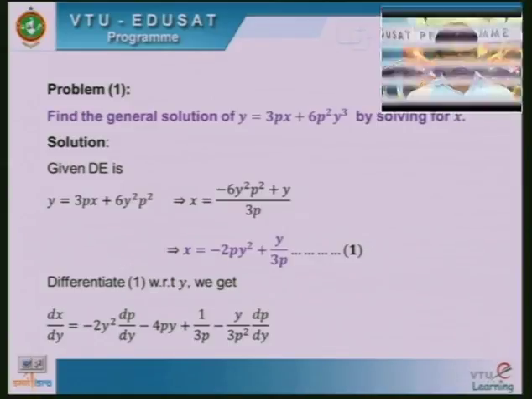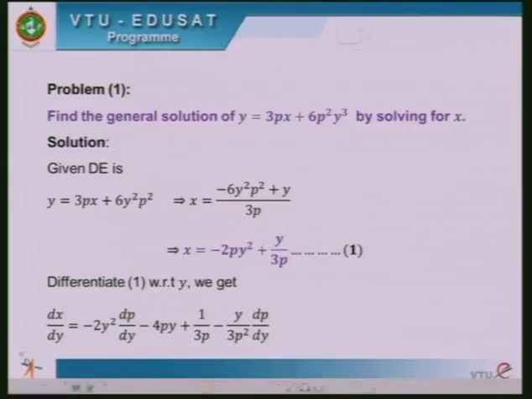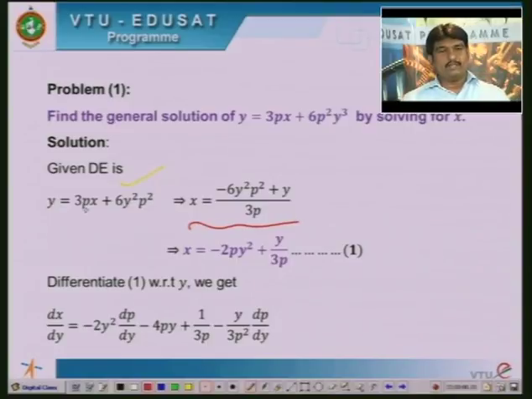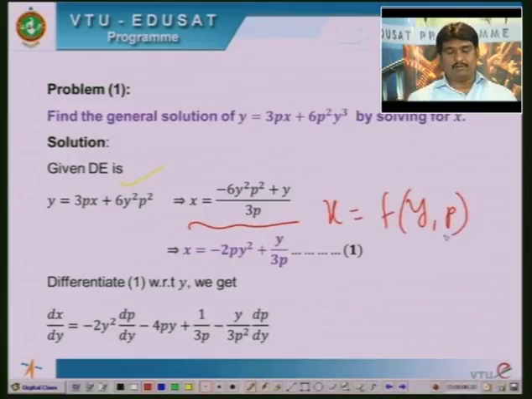Find the general solution of the equation y = 3px + 6p²y³ by solving for x. Now the given differential equation is y = 3px + 6y²p². Simplify that: take 6y²p² to the left-hand side and divide by 3p to get this equation in the form x = f(y, p).